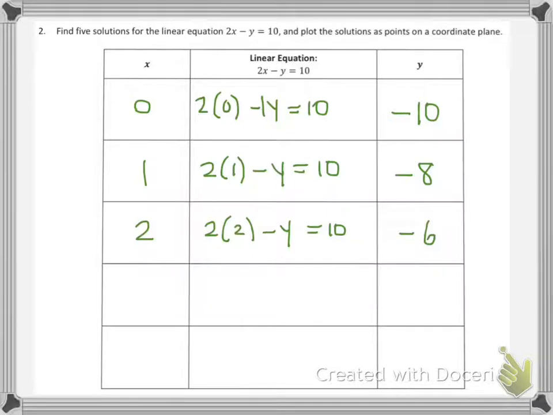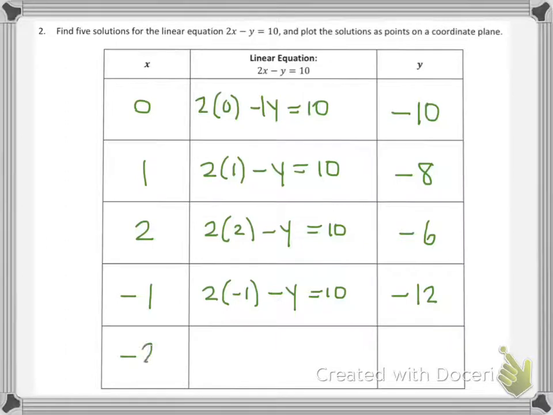All right, and then let's try some negatives just to be careful. 2 times negative 1 minus y equals 10. And 2 times negative 1 is a negative 2. I would have to add 2 to both sides. So negative y equals 12. So y equals negative 12.